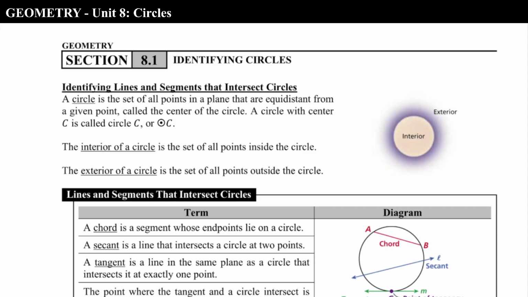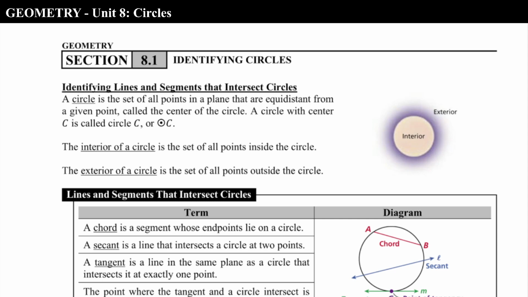Hello and welcome to the Unit 8 Section 1 video on identifying circles. Identifying a circle is easy enough, but we are also going to be identifying things that intersect circles, and that's really what this section is about. We have lines and line segments that are going to intersect circles, and they all have special names.